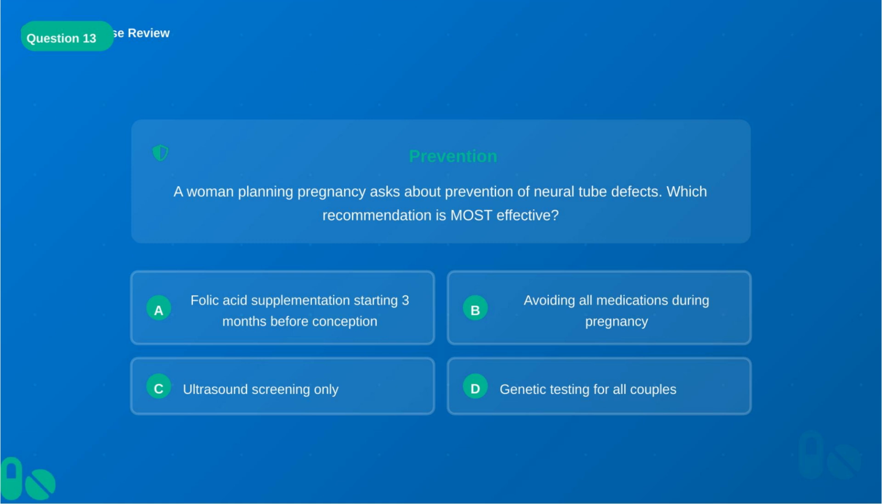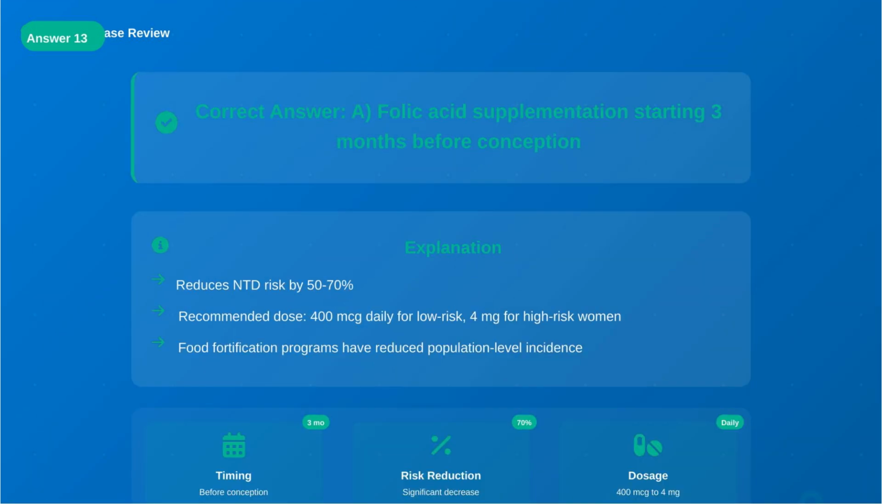A woman planning pregnancy asks about prevention of neural tube defects. Which recommendation is most effective? A. Folic acid supplementation starting 3 months before conception. B. Avoiding all medications during pregnancy. C. Ultrasound screening only. Or D. Genetic testing for all couples? The correct answer is A. Folic acid supplementation starting 3 months before conception.